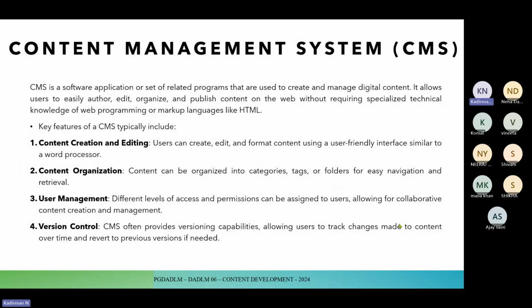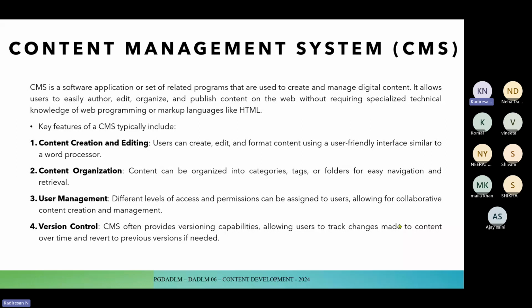Some of the features of content management systems are content creation and editing. Users can create, edit, and format content using a user-friendly interface similar to a word processor. So in a word processor, that is Microsoft Word, you can edit the content, write the content, delete content, and do all formatting options like coloring, making tabular columns, and inserting images, graphs, and charts, everything. Similar kinds of things can be done using the content creation and editing process.